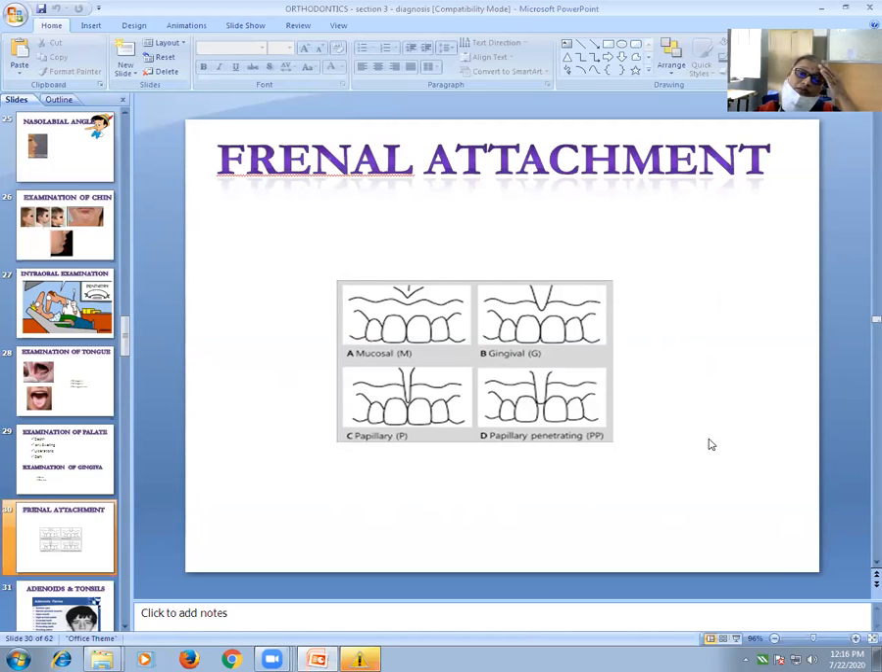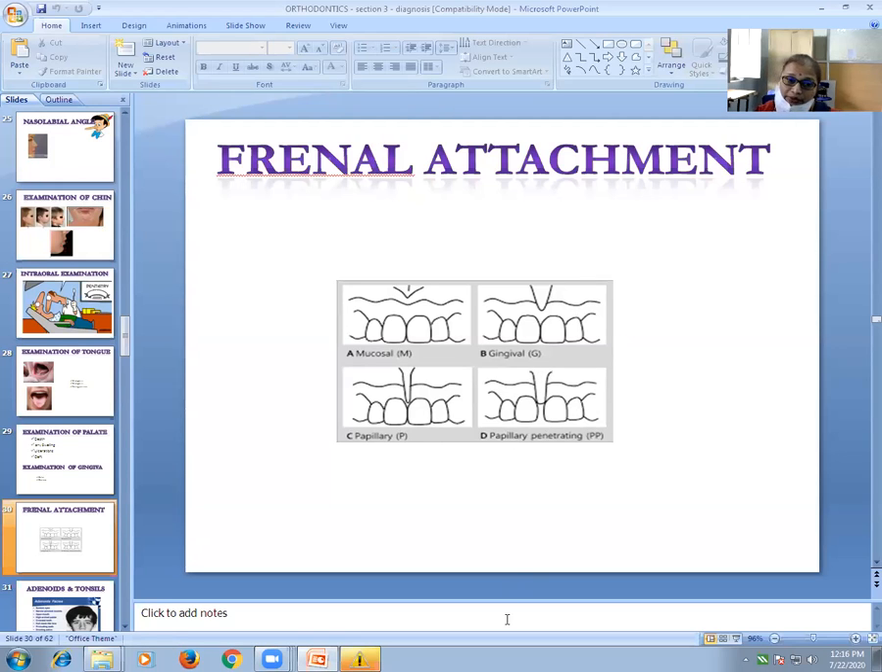Okay, fine. So if a mucosal frenal attachment is there, fine. If gingival is there, it's fine. If a papillary attachment is there and the thick fibers are penetrating into the papilla, this too will make problems, and this too will be more complicated to treat and to retain the malocclusion. For example, see here, papillary penetrating. The frenum is attached to the papilla here also.